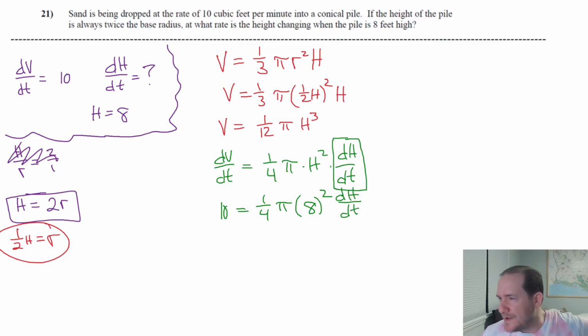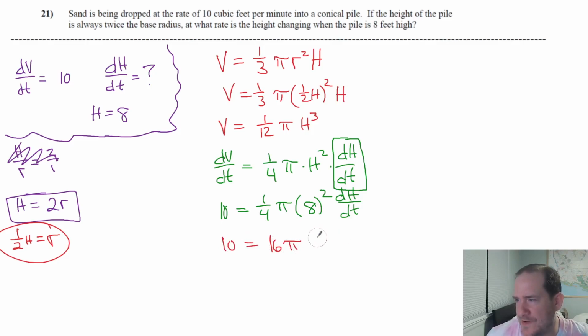So what's this going to be? 8 squared is 64, but 64 divided by 4 is 16. So that's a 16 pi. So we've got a 10 that equals 16 pi times dH/dt. And again, just divide. So you get 10 over 16 pi. That's going to be the answer to the question.